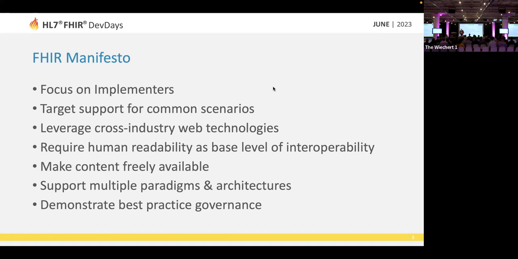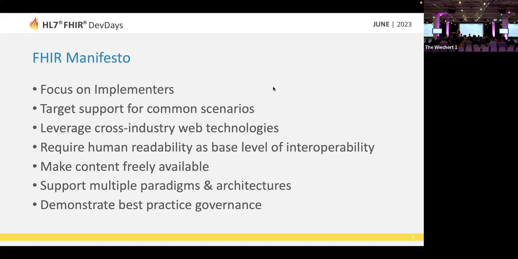Supporting multiple paradigms and architectures, yeah, check that box. Best practice governance, that's an ongoing challenge every day to do correctly. So that's our manifesto. Feel free to make comment to us later, me or some of the other leaders, about how we're going with that, or should we modify that now that we're at this stage 10 years later. We're happy to get feedback on that.